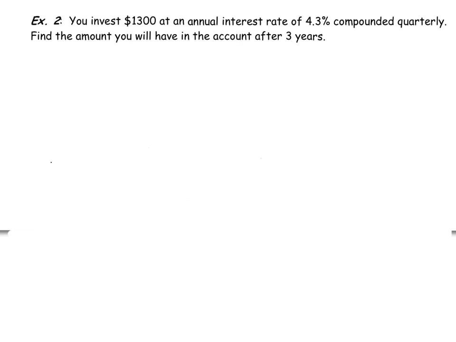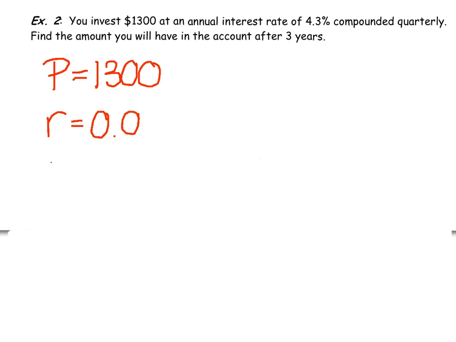So for example 2, you invest $1,300 at an annual interest rate of 4.3% compounded quarterly. Find the amount you will have in the account after 3 years. As I said before, let's list out all the information we know. We know P is our initial amount, our principal amount. That's going to be $1,300. Then we know we're given R. R is 4.3%. However, R has to be left as a decimal, so 0.043, because you're dividing by 100.